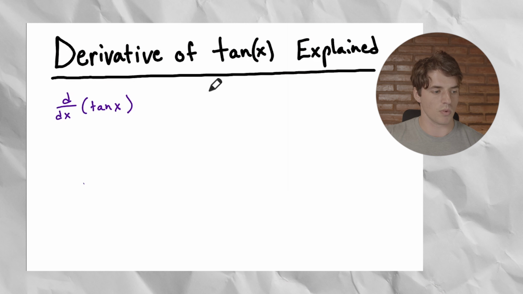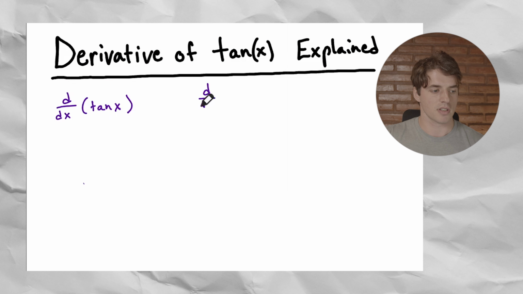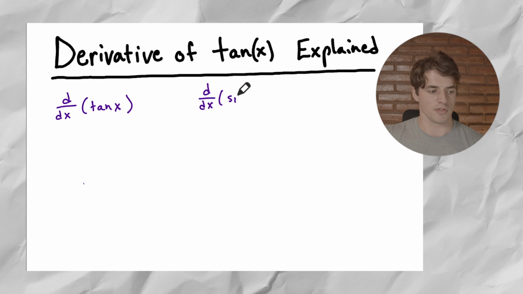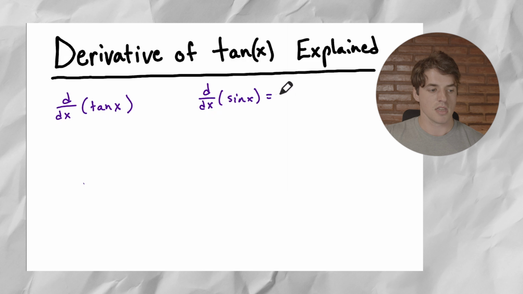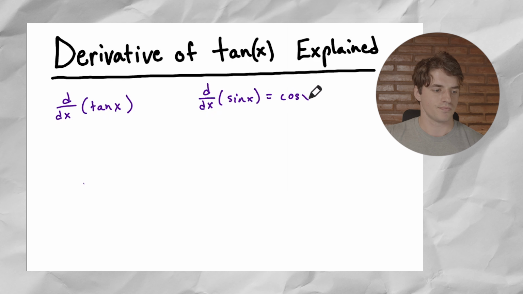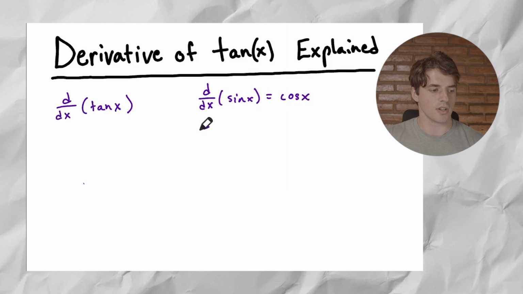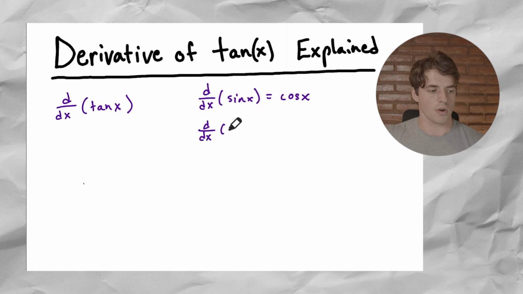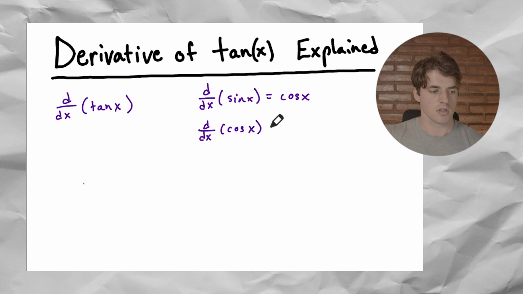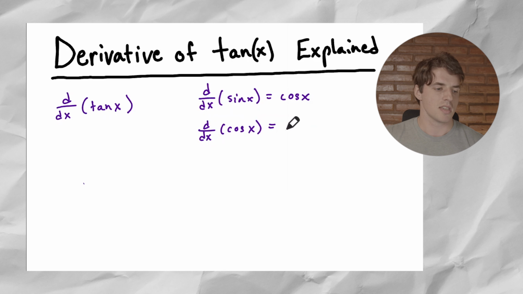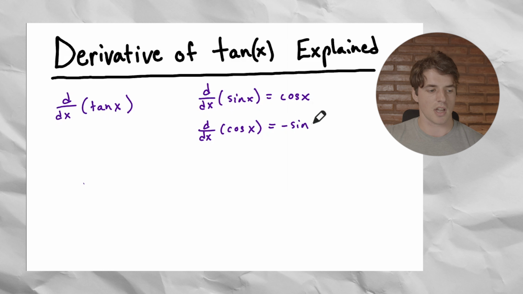We're going to need to know what the derivative of sine is. The derivative of sine of x is cosine. We're going to need to know what the derivative of cosine is. The derivative of cosine is negative sine.